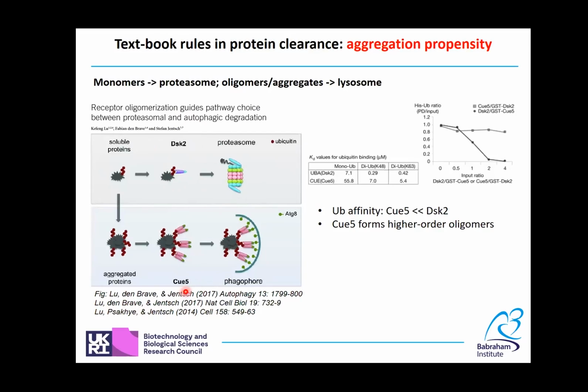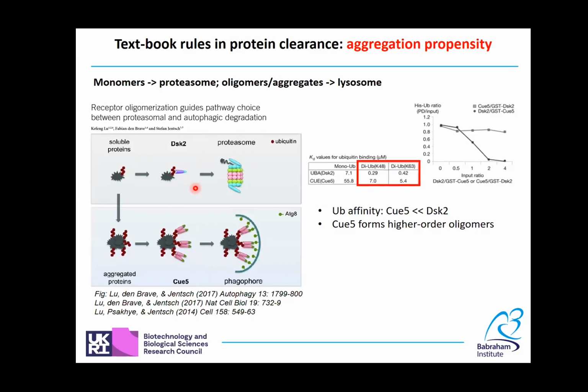The second ubiquitin receptor, Q5, also binds ubiquitinated proteins, but instead of sending it to the proteasome, it takes it to autophagy. And so when you look at the relative affinities of these two receptors for a polyubiquitin chain, DSK2 has a much, much higher affinity. So if everything else is the same, a ubiquitinated protein will be preferentially bound by DSK2 and sent to the proteasome. Now, the reason why Q5 has any role to play at all is that it has the ability to form higher order oligomers, whereas DSK2 does not.